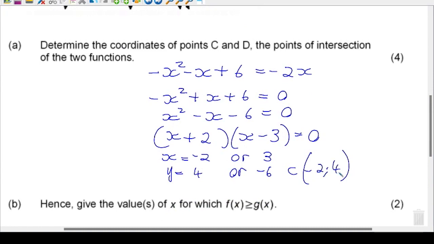-2, 4, and D, 3, 6. Then it says "hence." Now the word "hence" is an English word, rather an old-fashioned word, but it means using what you've just done.